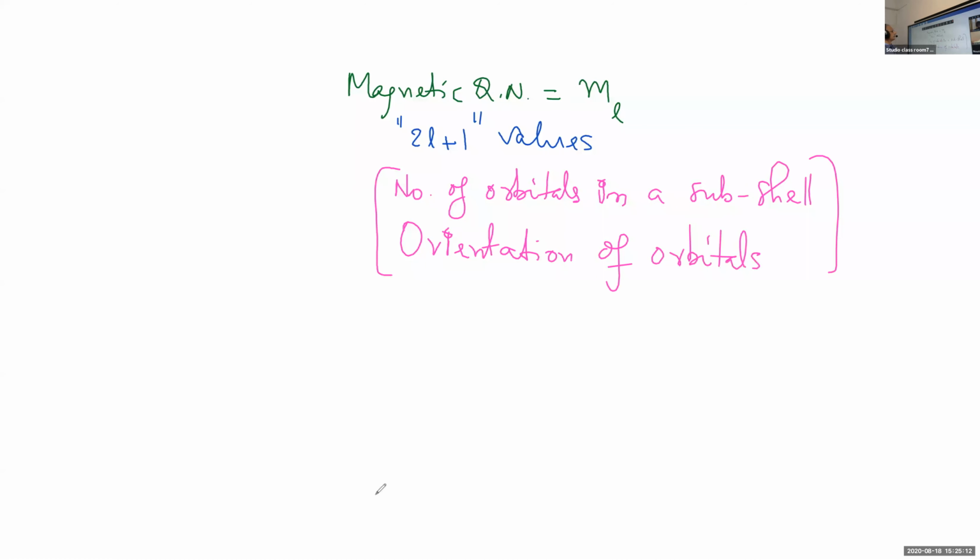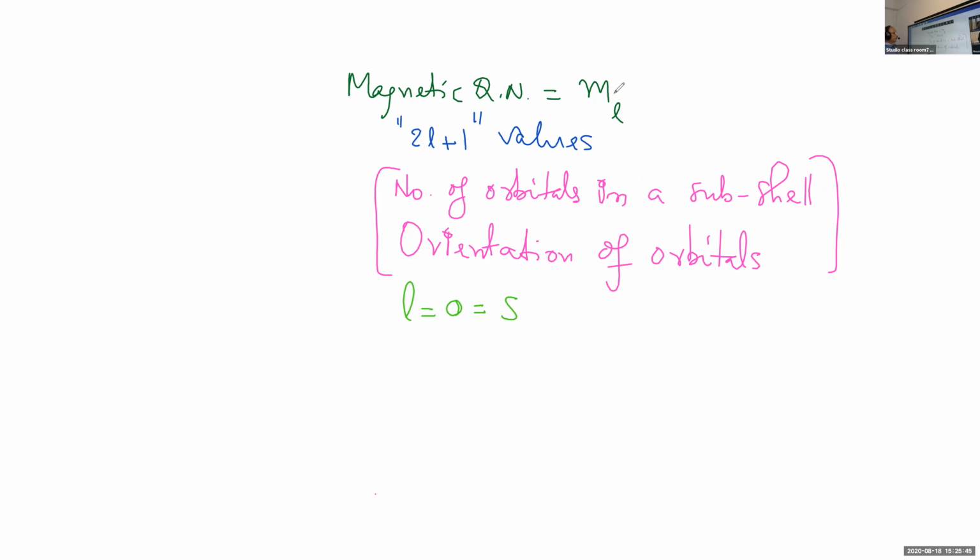There can be totally 2l plus 1 values. Let us take the various subshells. For example, you take l is equal to 0. We know it is the s subshell. Let us find out how many orbitals are there in this.